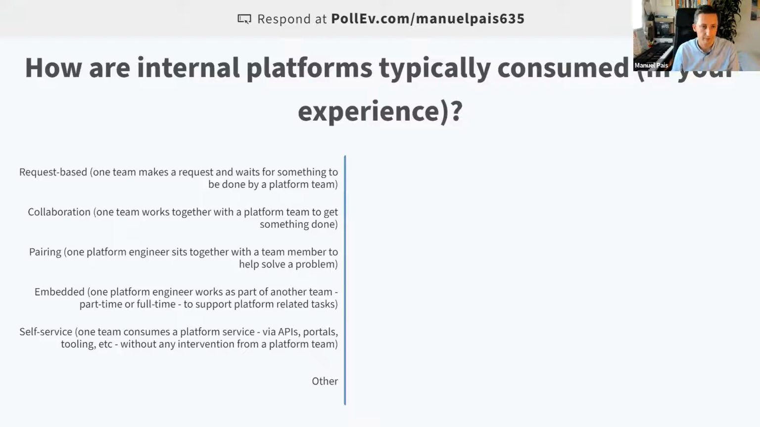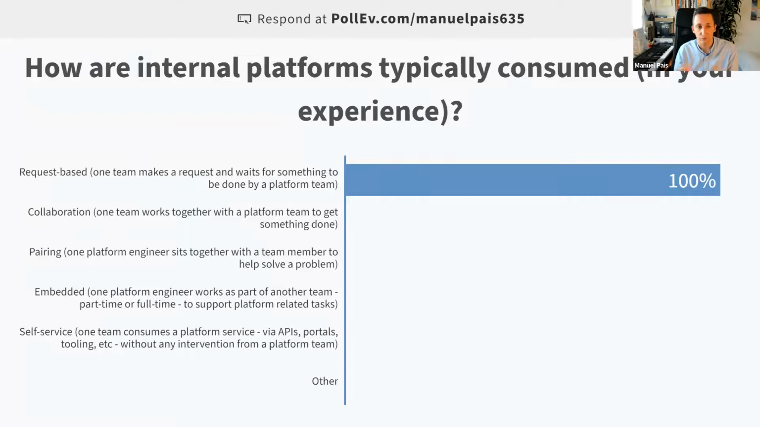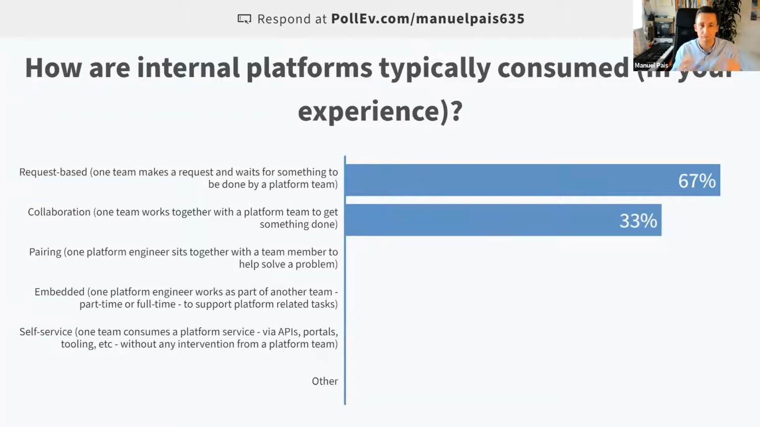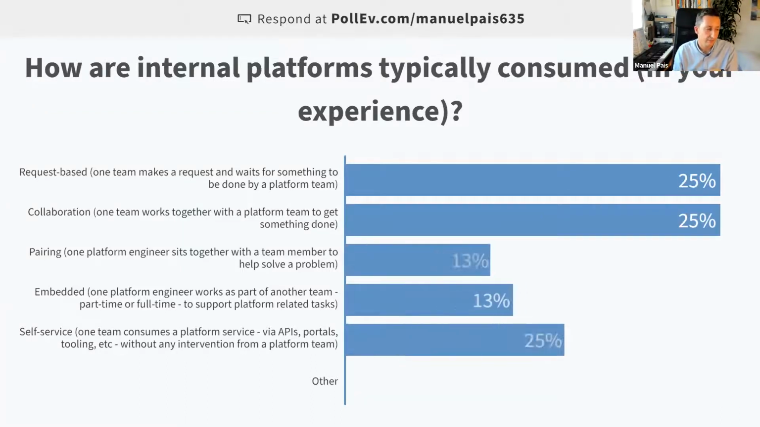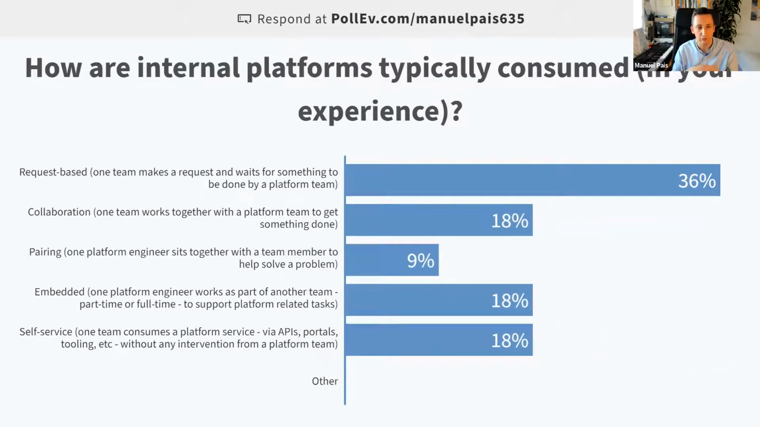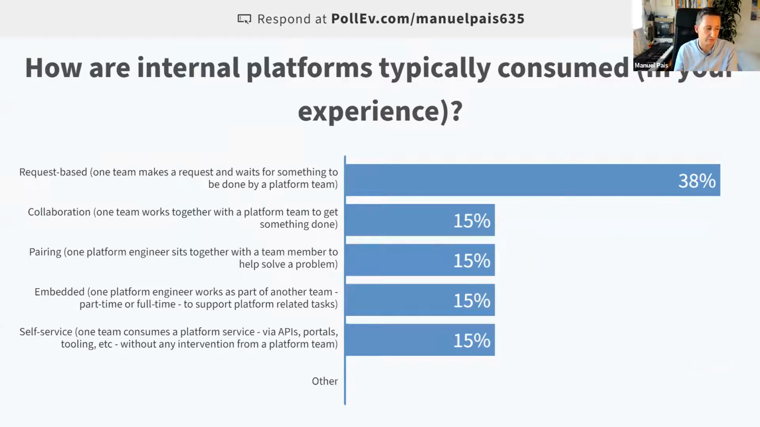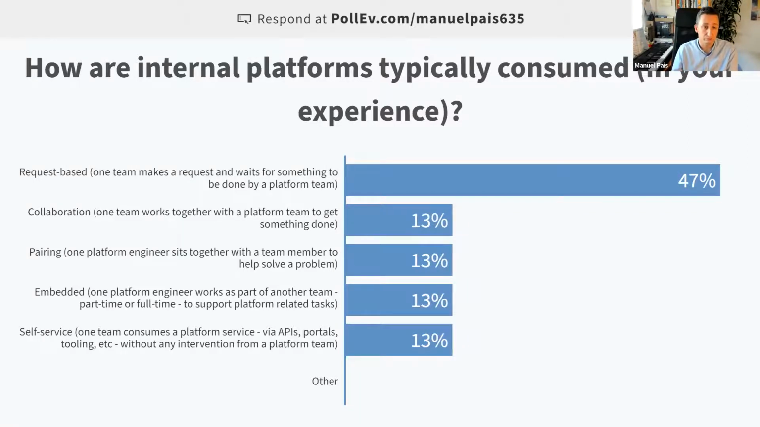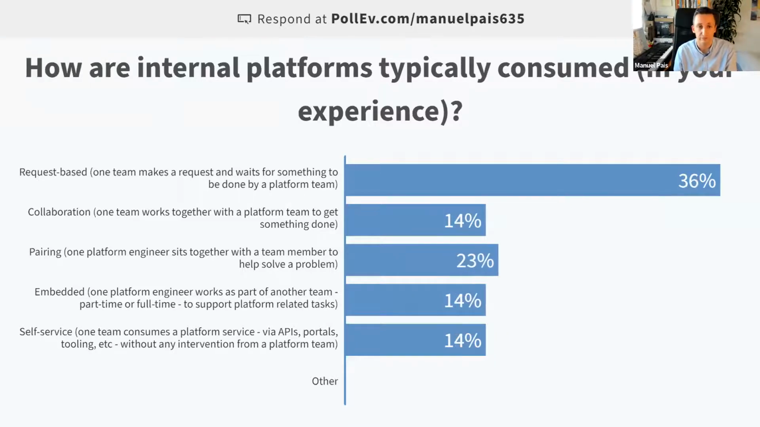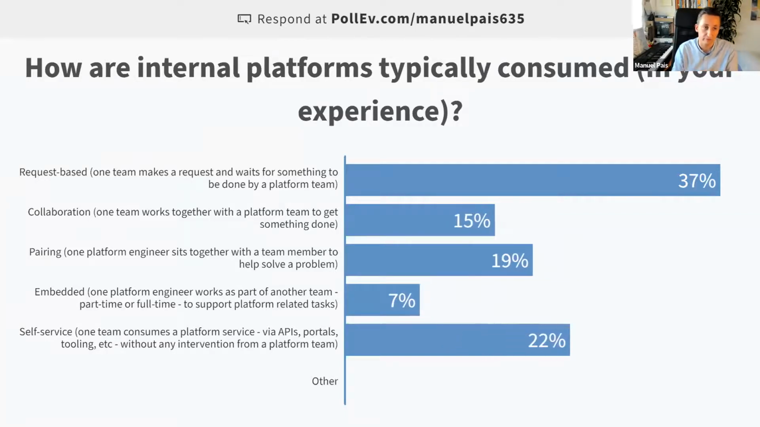All right, so the next question, in a second, you should see this appear in the link in the polling. How are internal platforms typically consumed? So in your experience, what have you seen? There are different ways, and there might be other ones, so it would be interesting to see if people have other consumption patterns they've seen. But I've mostly seen request-based, where one team asks another, the platform in this case, to do something for them. Collaboration, where a product team and a platform team are collaborating to do something. Pairing sometimes, with a platform engineer and someone from a product team.